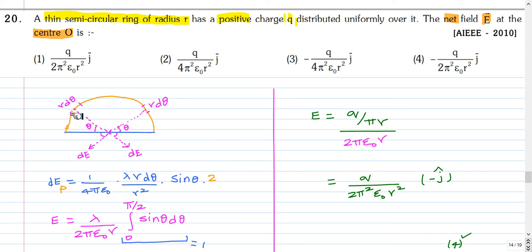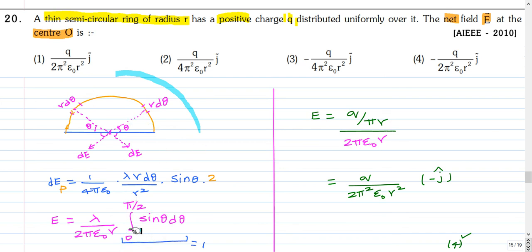So if we take a pair of elements which are symmetrically placed above this middle point, the result of those two will be vertically downwards, and there won't be any horizontal component. And the electric field due to this pair is 1 by 4 pi epsilon naught, the charge, which is lambda into this length, that is r d theta, divided by the distance square, r square, and sine theta. Vertical component is sine theta, and two of them because of the pair. And to get the total electric field due to the semicircular ring, we have to integrate this from theta equal to 0 to 90 degrees. That will cover the full semicircular ring because we are taking pairs.